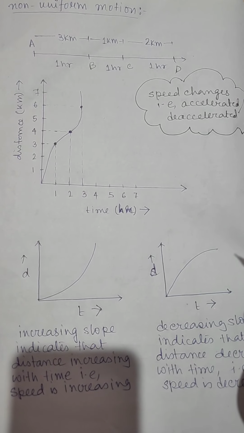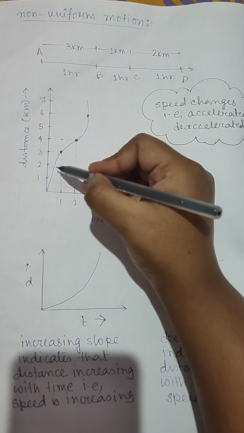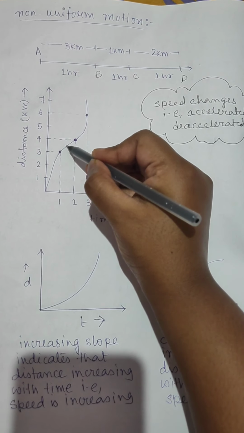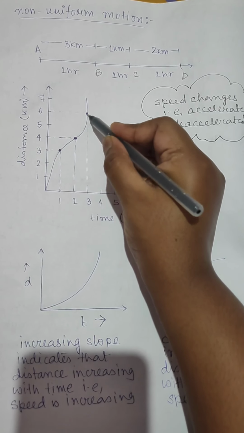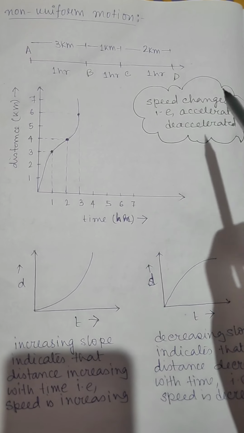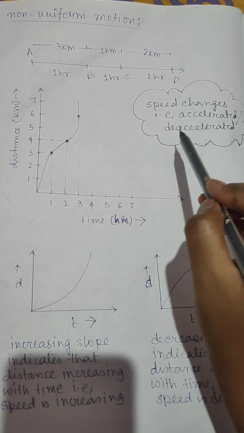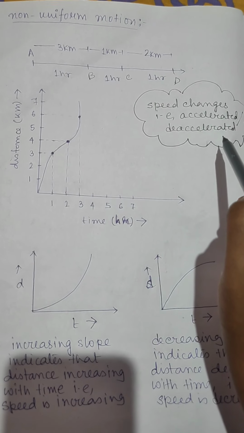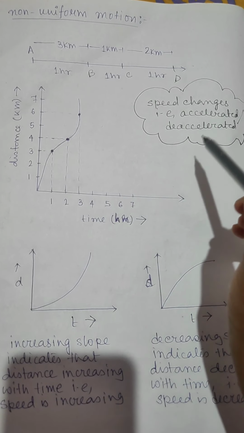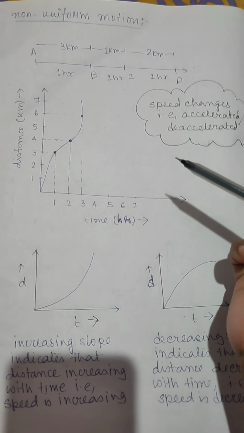As you can see, the graph is increasing at some point, then again decreasing, then again increasing. So here the speed changes, that is, sometimes it accelerates, sometimes it decelerates. Decelerated means retarded, that means the speed decreases.